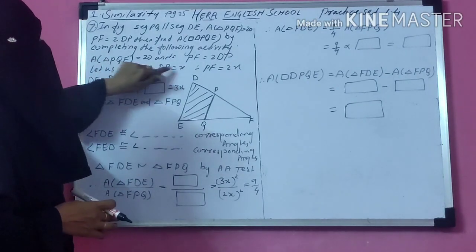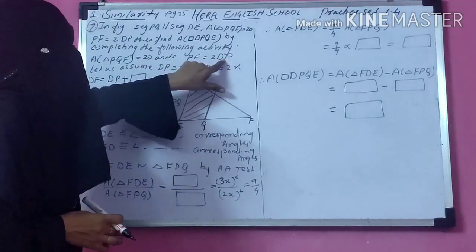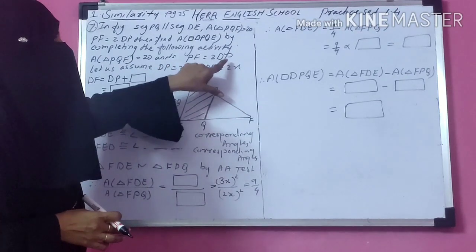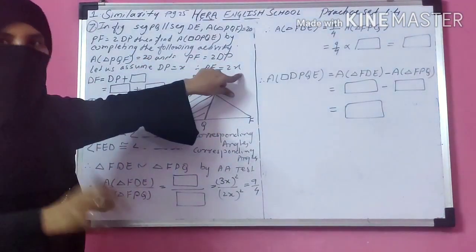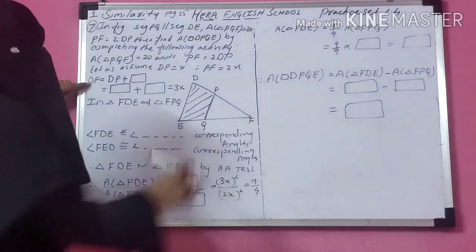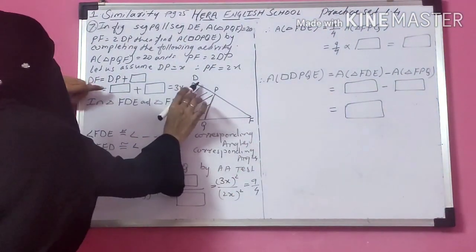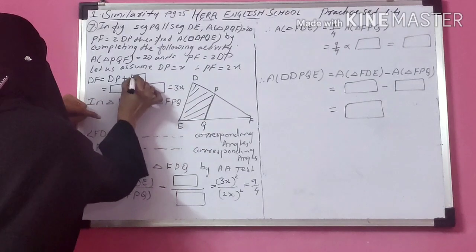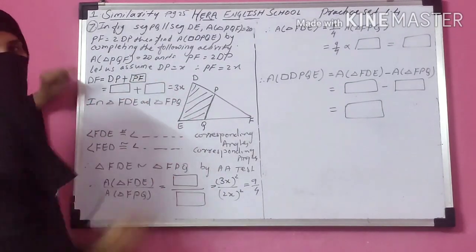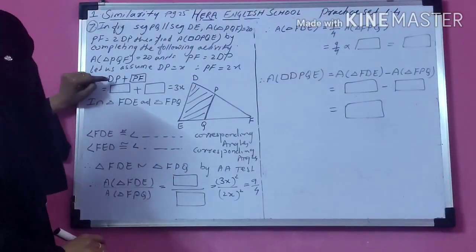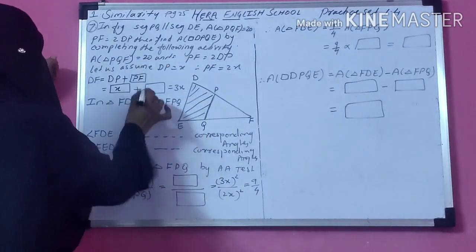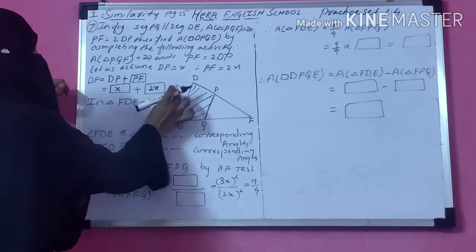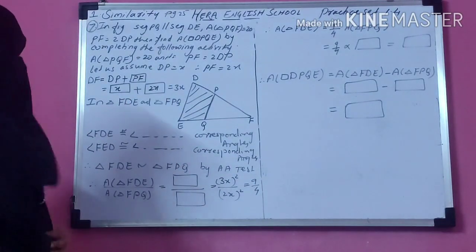Let us assume the DP value is x. If DP is x, then PF is 2x. Now DF is nothing but DP plus PF. The DP value is x and the PF value is 2x. So x plus 2x is equal to 3x.